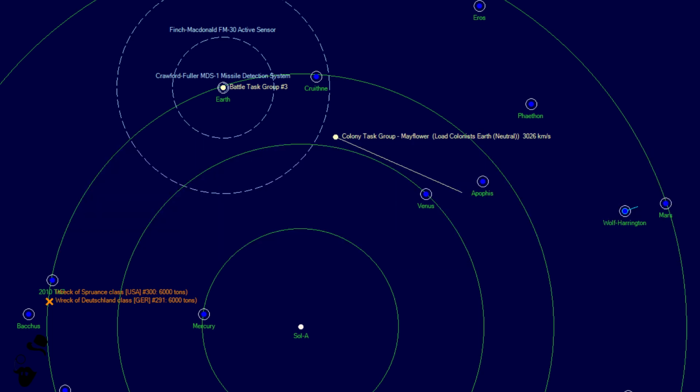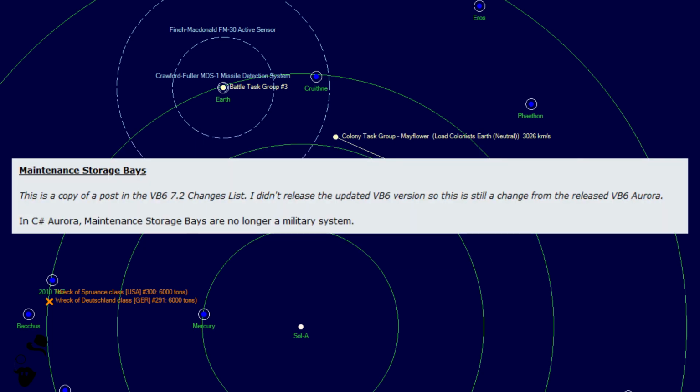Another 7.2 change, C# Aurora maintenance storage bays are no longer a military system, which is great because now it means that we can have civilian maintenance ships running around and supplying our civilian maintenance bases.